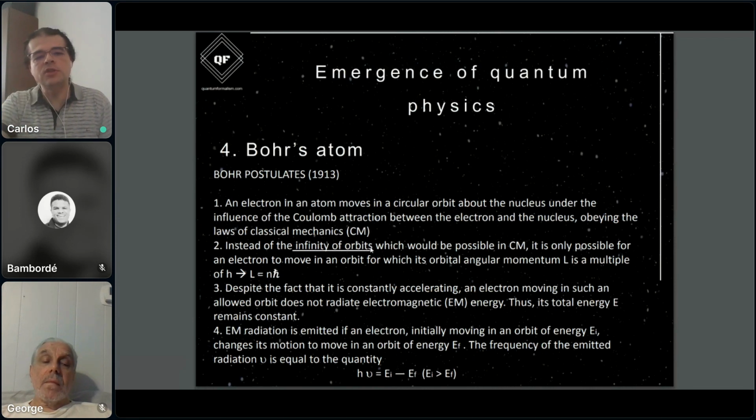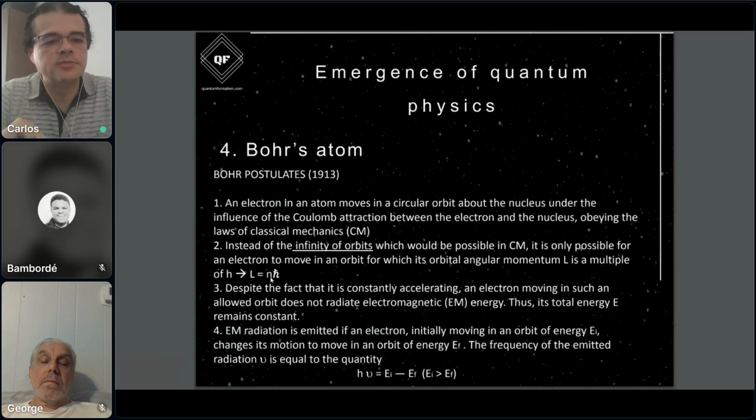So instead of the infinite number of orbits, which would be possible in classical mechanics, it is only possible for an electron to move in an orbit for which its orbital angular momentum is a multiple of h bar. In other words, it's quantized. Okay? H bar appears here, it is the Planck's constant divided by 2 times pi. And n is a number, like 0, 1, 2, 3, 4, and so on, an integer number.